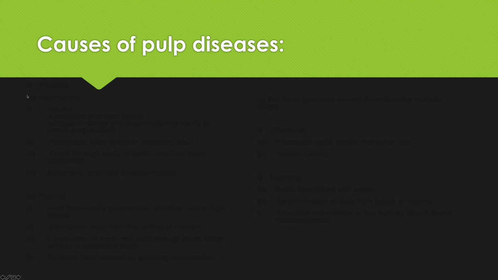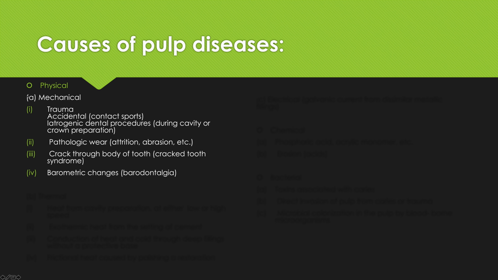There are various causes for pulp disease, and they are as follows. The first one is physical causes, where we have mechanical trauma, which is normally caused by accident, like contact sports, boxing, football. Iatrogenic dental procedure causes, like during cavity preparation or crown preparation. Then we have pathologic wear, like attrition, abrasion. We also have cracked tooth syndrome.